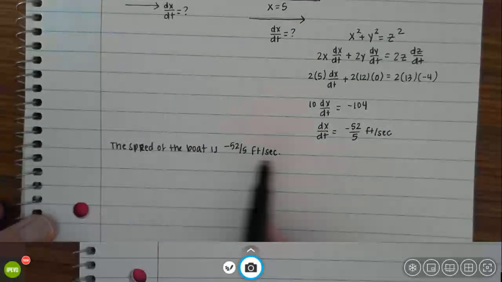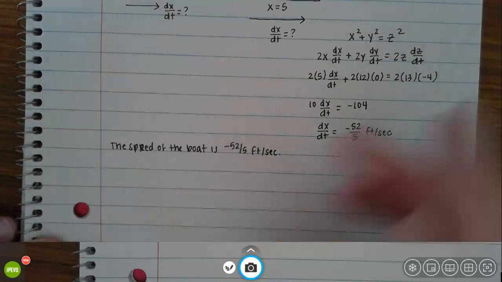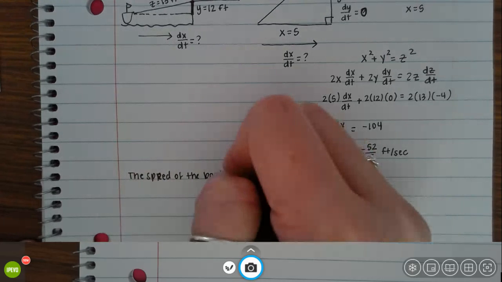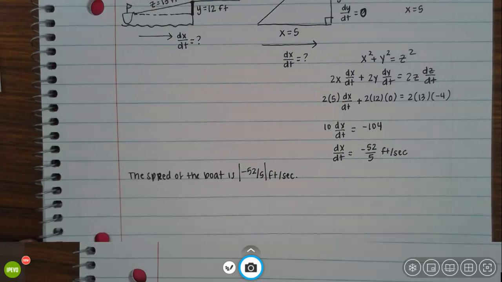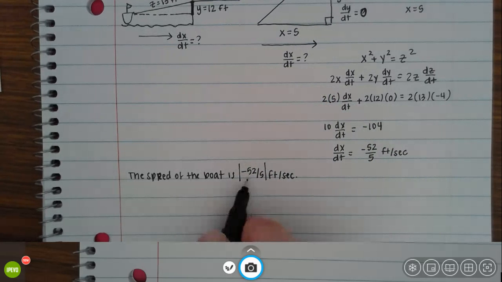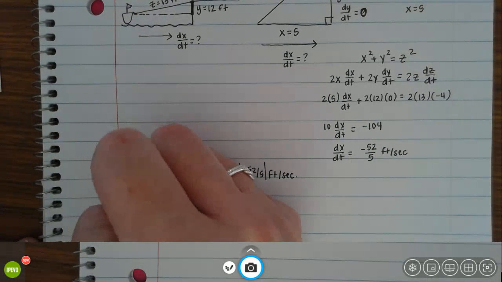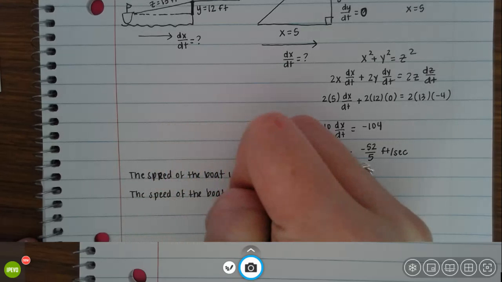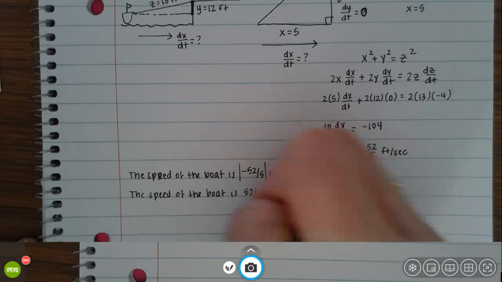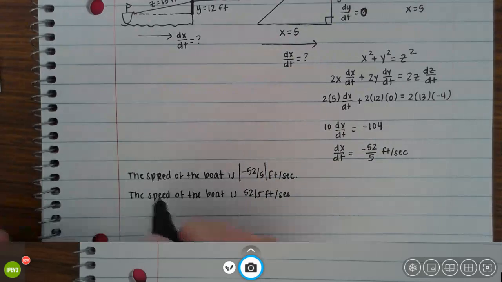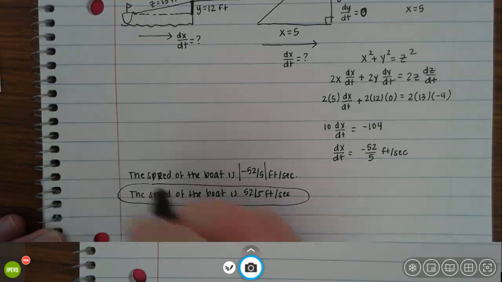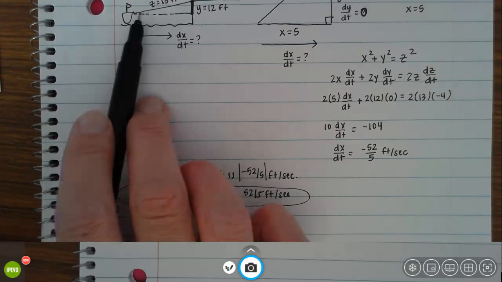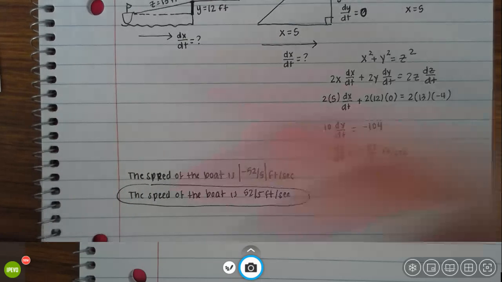I know it seems kind of weird to use the negative here, but remember that as our boat is being pulled in, that distance is getting shorter. So this definitely should be a negative unit of time. And when we talked about speed, like initially in the velocity problems, we want to take the absolute value of that. So I'm going to say the speed of the boat here is actually going to be 52 over 5 feet per second. So again, remember when you're talking speed, you always want to take the absolute value of your velocity. So positive 52 over 5 feet per second, but the velocity is negative because that distance is getting shorter as you're moving the boat in.